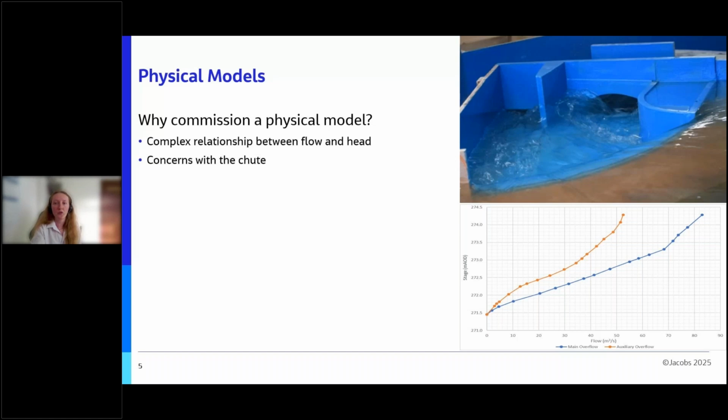Physical models are often required also when there is an anticipated problem with the overflow chute that needs understanding. So if you're going to build a physical model anyway to look at the overflow chute, you might as well use it to generate the overflow rating curve too.